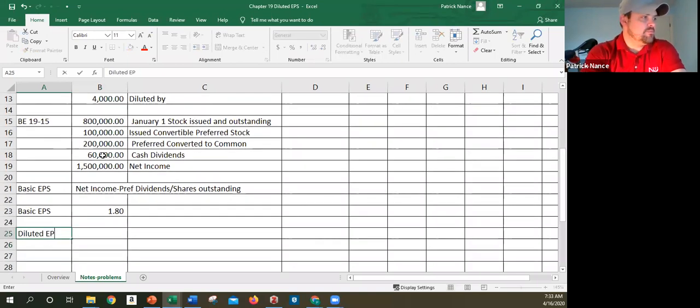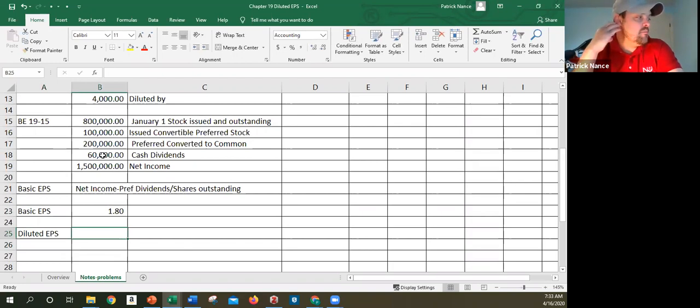And my diluted EPS. So for my diluted EPS, I need to make the assumption that anything that could dilute this is being done. So in this case, the only thing that we've got listed that could be dilutive is the preferred shares converted to common shares.